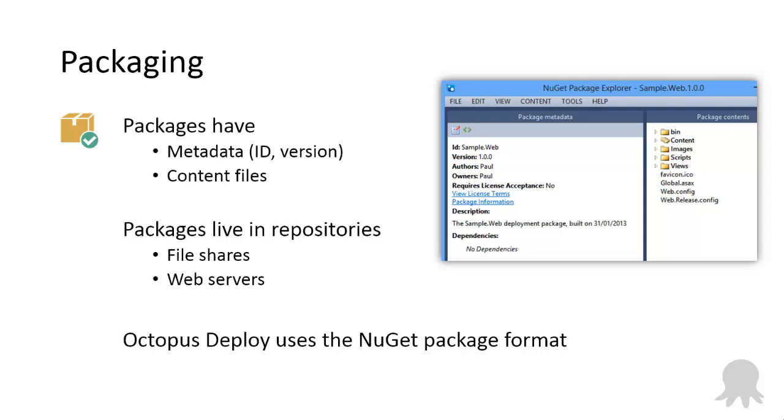There are lots of different specifications for packages out there on different operating system platforms or different development stacks. Octopus uses the NuGet package format. That's the same format that Visual Studio uses for installing projects like jQuery. And there's great support for NuGet in the Microsoft toolchain.